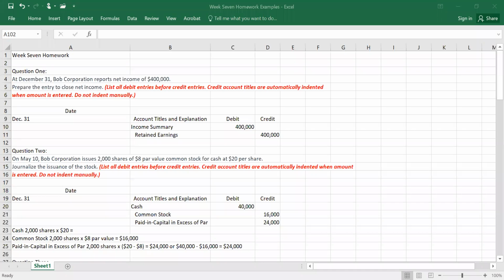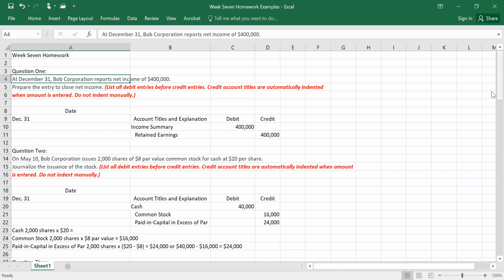So for the first question, at December 31st, Bob Corporation reports net income of 400,000. We want to prepare the entry to close net income. So to close net income, we're going to debit income summary for 400,000. We'll credit retained earnings for 400,000. And I believe they want you to note the date also. So our date is December 31st.